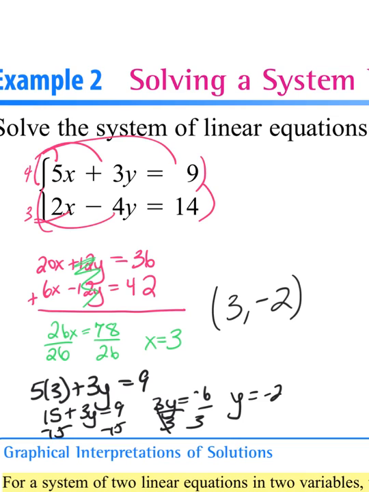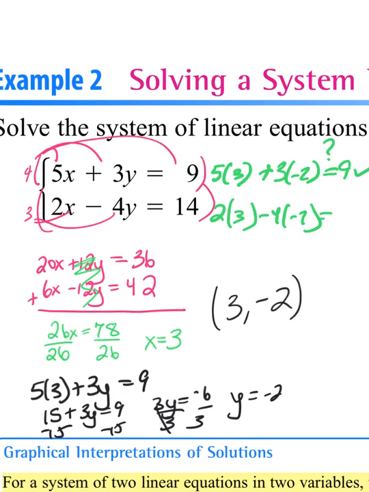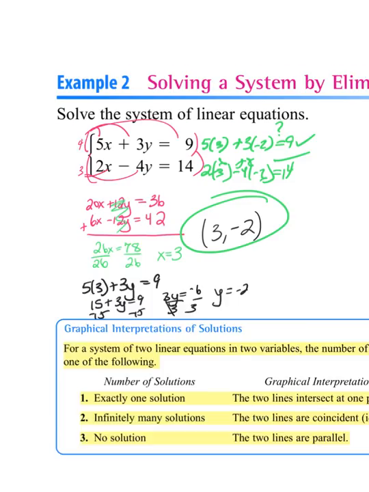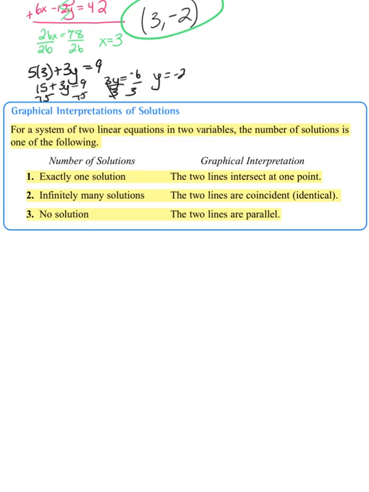If we come back up here and check real quick, 5 times 3 plus 3 times negative 2, does that equal 9? Well, 5 times 3 is 15, yes? And 15 minus 6 is 9, so you're good. In the bottom here, 2 times 3 minus 4 times negative 2, does that give me 14? 2 times 3 is 6, plus 8, is that 14? Yes, you're good to go. How many solutions does this set have? 1.